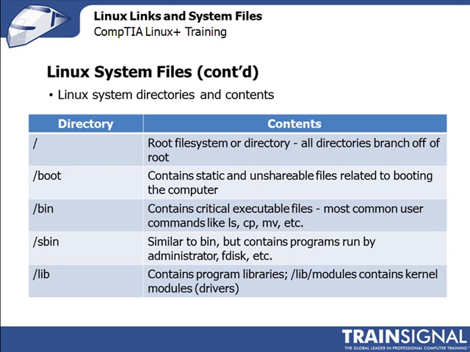/boot contains static and unshareable files related to booting the computer. /bin has critical executable files, things like the most common user commands like ls, cp, or mv. /sbin is very similar to /bin, but it contains programs run by the administrator, things like fdisk. And /lib contains program libraries. A subdirectory of /lib, which is modules, contains kernel modules or drivers.